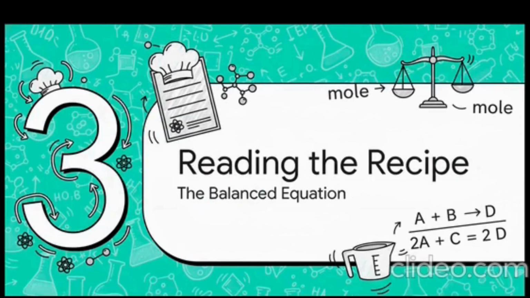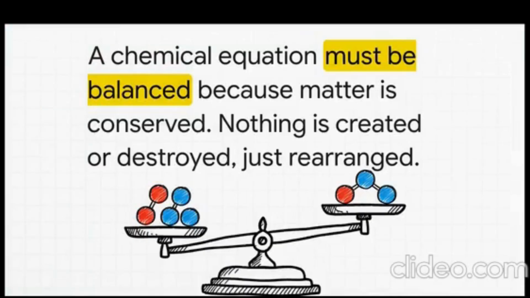Okay, so we know how to measure our ingredients using the mole. Now we need the actual recipe card that tells us the exact proportions to use. In chemistry, that recipe is what we call the balanced chemical equation. And this recipe has one golden rule, a non-negotiable rule. It must be balanced. Why? Because of a fundamental law of the universe, the conservation of matter. You can't just magically create atoms out of thin air, and you can't make them disappear. You can only rearrange them. So whatever you start with, you absolutely have to end with.